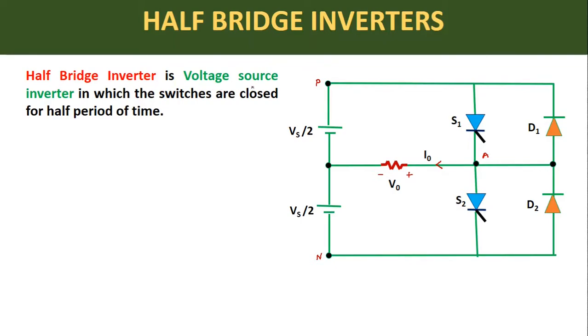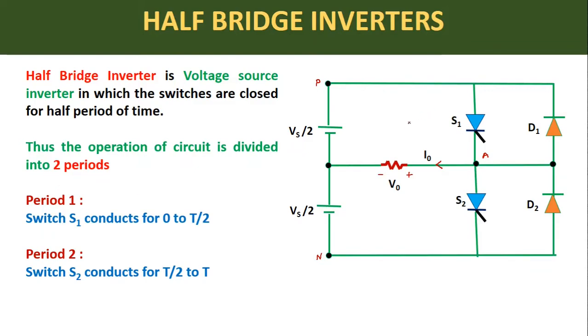So, half bridge inverter is a voltage source inverter in which the switches are closed for half period of time. Therefore, it is called half bridge inverter. As the switches are closed for half period of time, the operation of the circuit is divided into two periods. In period 1, switch S1 conducts for time t is equal to 0 to T by 2, that is half of the time S1 will conduct and for half of the time S2 will conduct. In period 2, S2 conducts for time T by 2 to time t is equal to T.